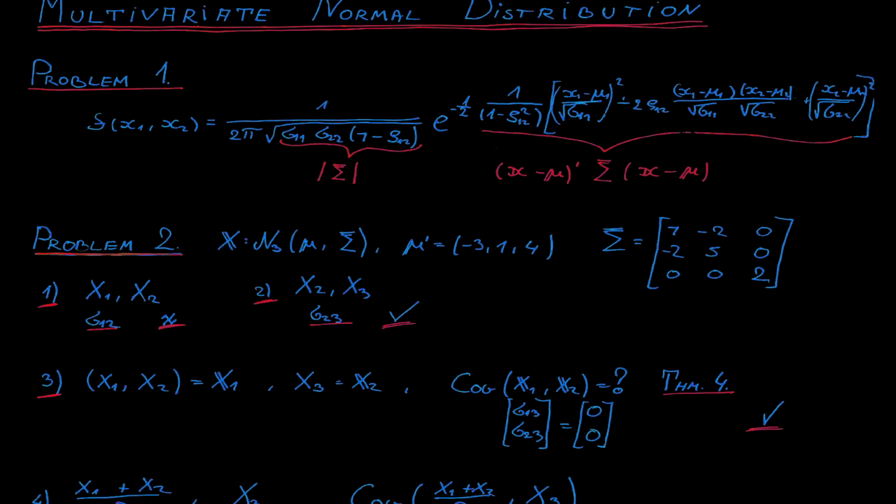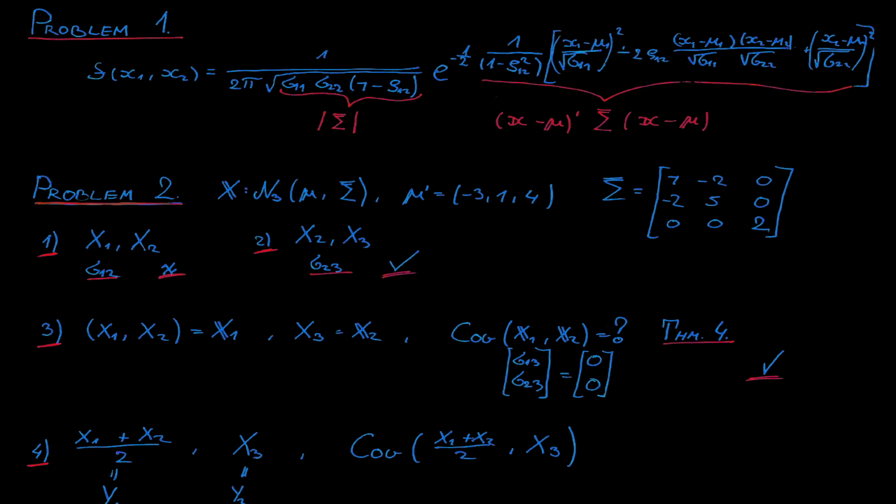Let's go to the second problem, in which we have a multivariate normal distribution. We have values for the mean vector and covariance matrix, and we determine if a couple of random variables in this x are independent. So now we can use theorems from the univariate case or a theorem from the multivariate case to determine which of the random variables are independent. Let's see for x1 and x2.